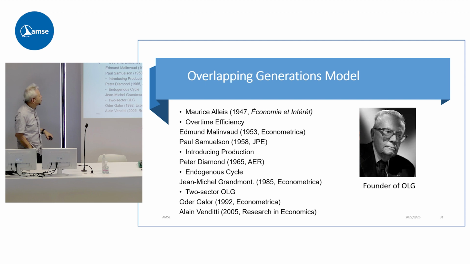And Peter Diamond, and endogenous cycles were proved by Grandmont. And the two-sector model is Gale, and Alain also proved that one. This paper is very hard to read, so I recommend reading Alain's papers rather than this one. Okay.